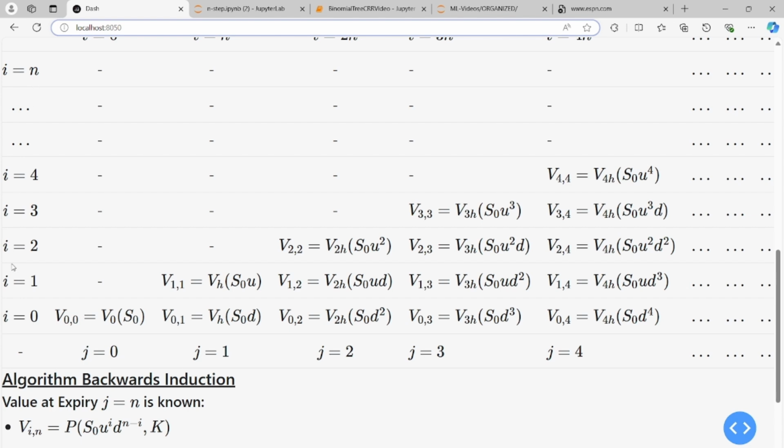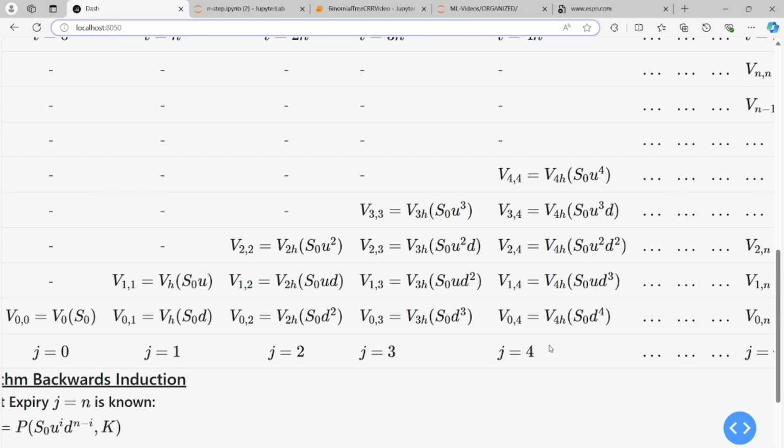These are the different possibilities for the stock price. At time 0, the only option is the stock price S0. But at time 1, the stock price can either go up to S0u or down to S0d. So there's two possibilities. At time 2, it can go up to S0u squared, down to S0ud, but then if it went down the first time, it can go from S0d to S0ud, and then to S0d squared. So time 2 would have 3 options.